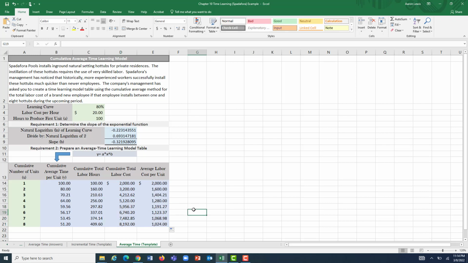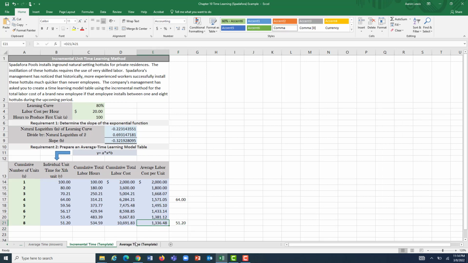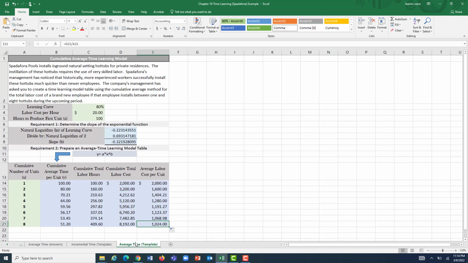And if we go with the average time assumption, not that the last unit we made takes 80% of the time that it did before production doubled, but that the average time to make any one given unit will be decreased by 80% whenever production doubles, you see that our average labor cost per unit is massively lower than it was under the incremental method, and it will always be true. So the average time methodology is applicable in situations for sure, and it's useful for budgeting because it gives you this number that you can use on a master budget.